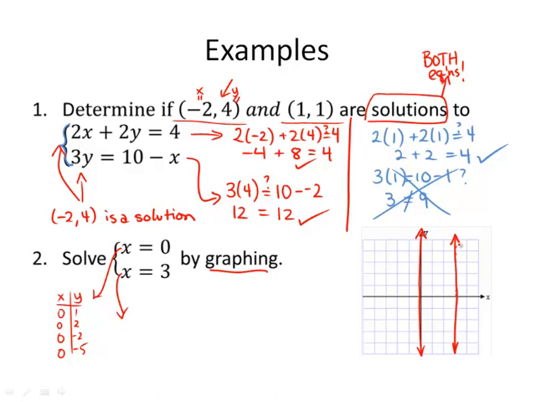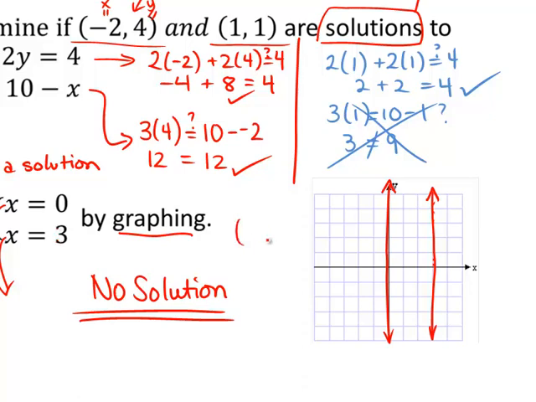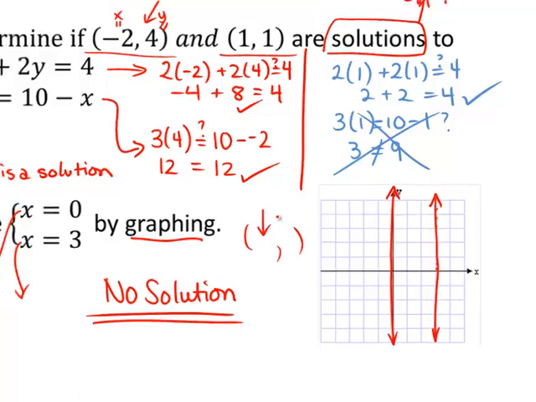Do those lines ever meet? They don't. Since they're parallel lines, they have the same slope, an undefined slope. You would say that there is no solution, because you will never, ever, no matter how hard you try, find a point that works for x equals 0 and x equals 3. Can you think of a point where the x value is 0 and 3 at the same time?